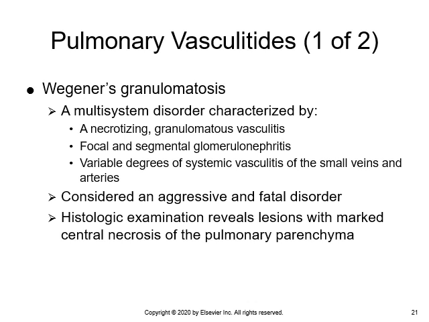Histological examination reveals lesions with marked central necrosis of the pulmonary parenchyma. The area surrounding the necrotizing lesion contains numerous inflammatory white blood cells with fibroblasts. Inflammatory cell infiltrate and necrotizing vasculitis are seen in the adjacent blood vessels.